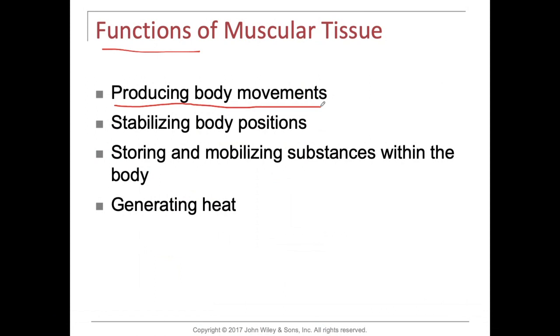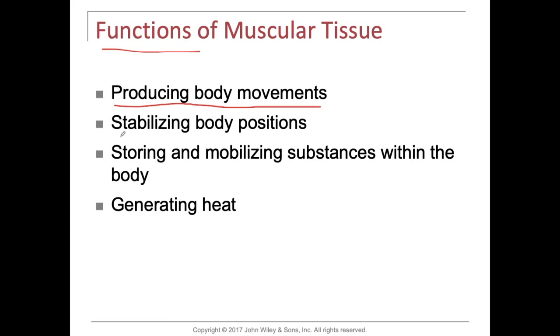And when that tension is created in the muscle, it's transmitted into the tendons. And think of where tendons attach to bones. So when muscles create their contractile force, they transmit it to the tendons, transmit it to the bone, and the bone moves.